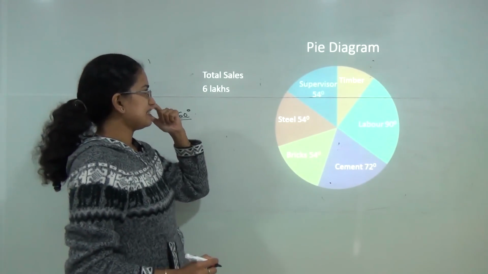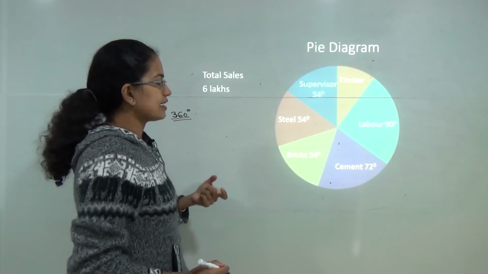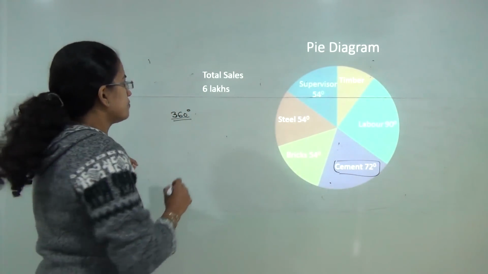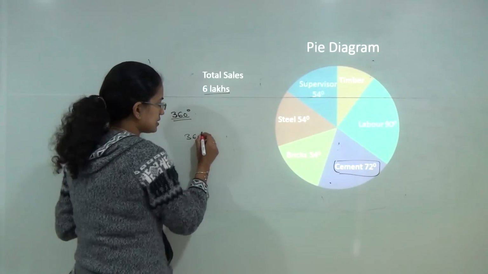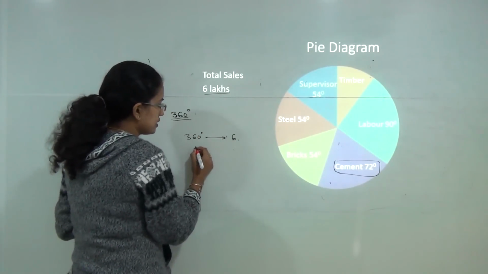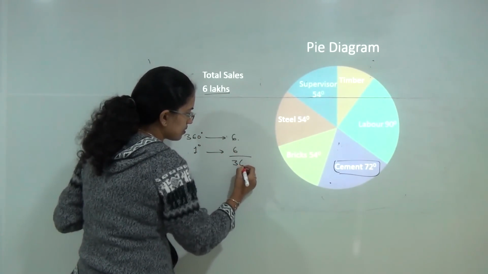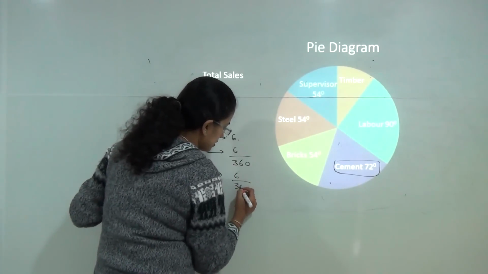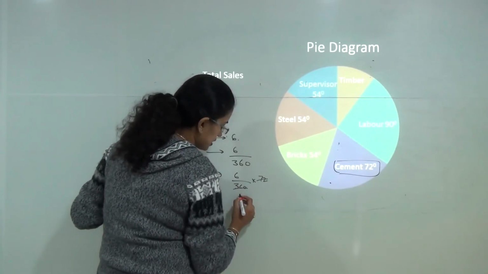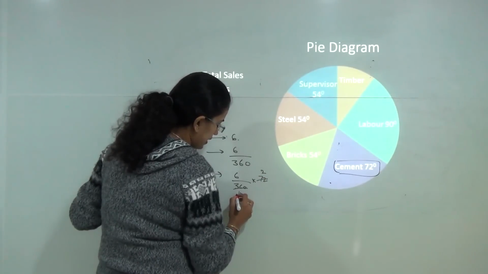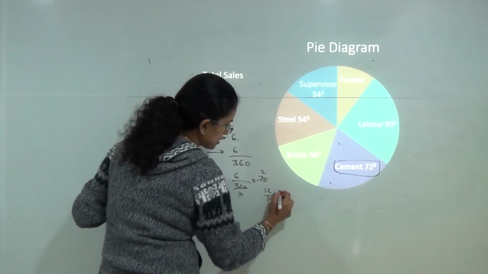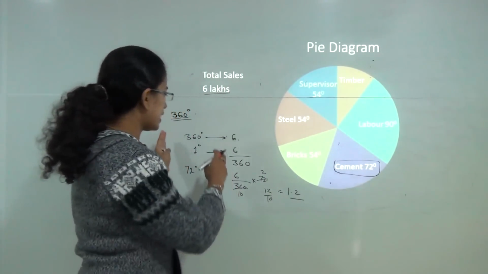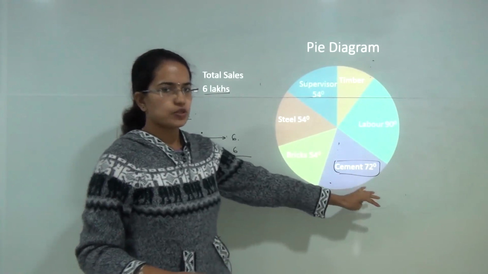Now what is given here is the total sales is 6 lakhs, and if it is asked what would be the sale of cement, how would you calculate this? When I say total sale is 6 lakh, I can say 360 degrees give you sale of 6 lakhs. So 1 degree would give you sale of 6 by 360. So 72 degrees would give you a sale of 6 by 360 into 72, 36, 10, 2, and then you would have 12 by 10, that is 1.2. So I can say the sale of cement would be 1.2 lakhs. Now this is again a simple unitary method that you need to apply when you are given degrees.